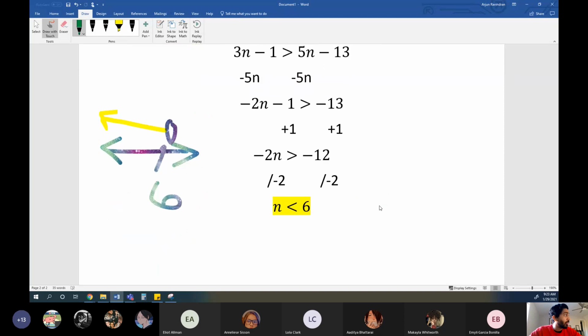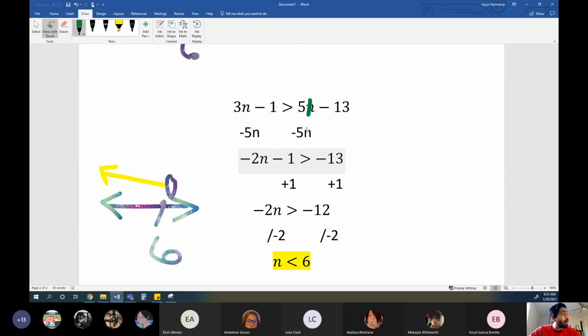All right, nobody's asking anything. We're going to move on to this next one. We're going to subtract 5n on both sides, or you could subtract 3n. Either way, you're going to get the same answer. I just like by custom to move my variables to the left.